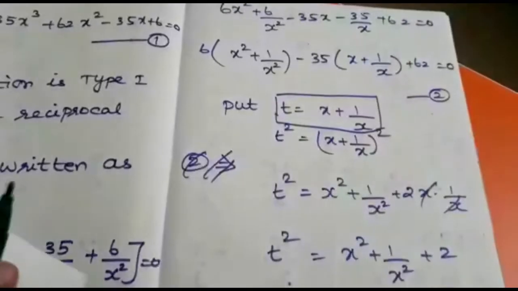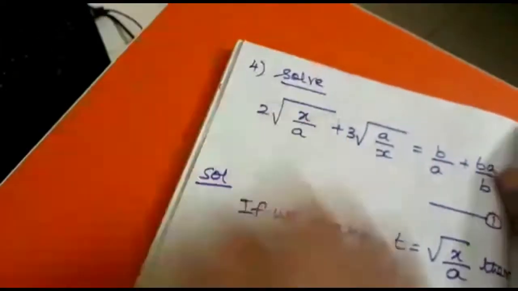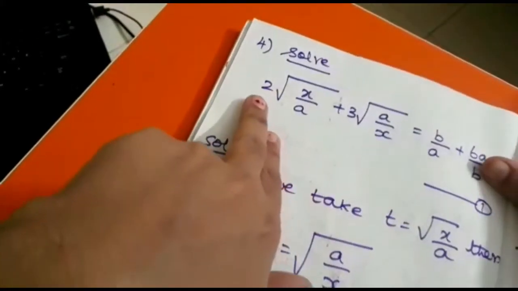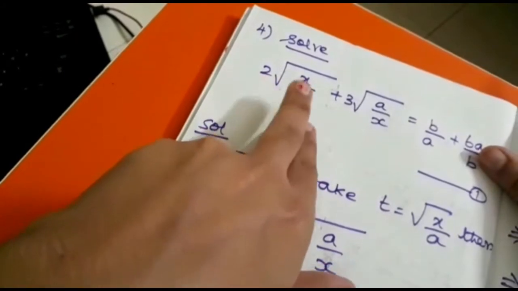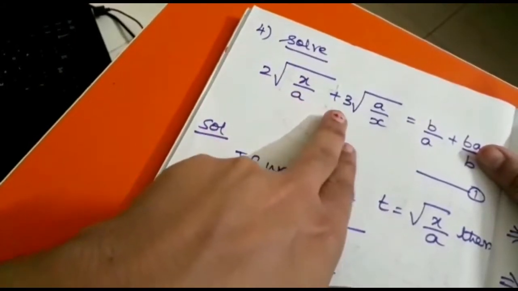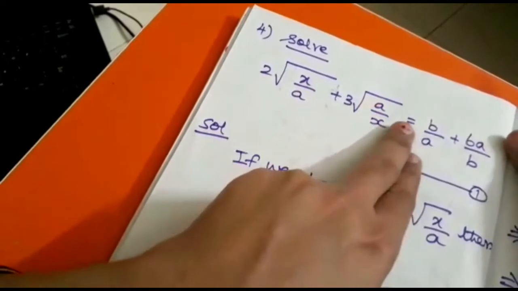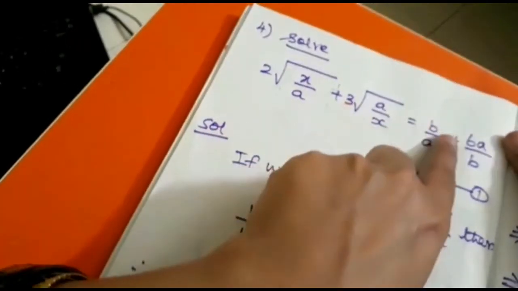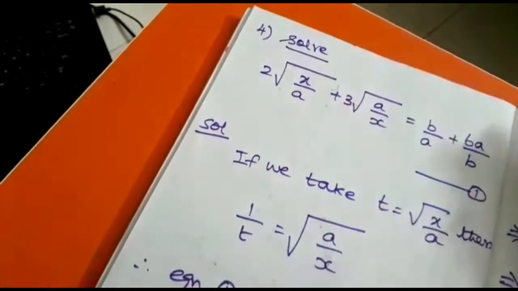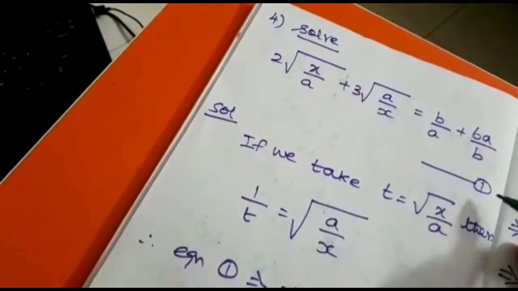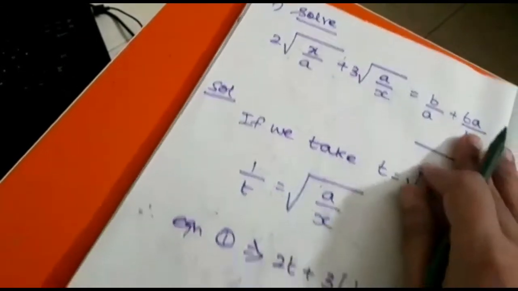Now the next problem is solve 2 into square root of x by a plus 3 into square root of a by x is equal to b by a plus 6a by b. So this one I want to solve. I want to find out the x answer.